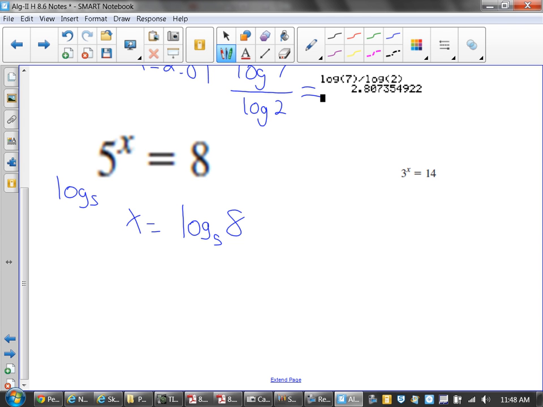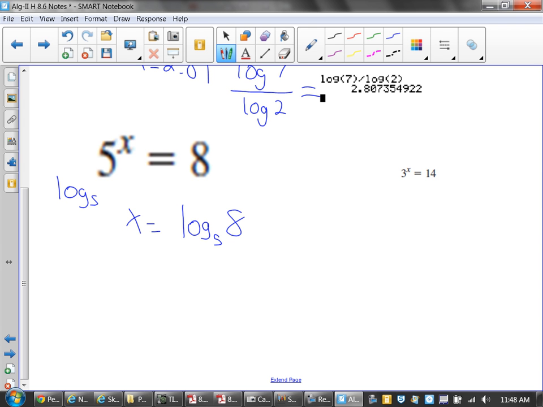Now, there is a way to change the base in the calculator to actually type in a base 5 if you'd like. It just takes a whole lot of other buttons to press to get there. I've always found that it's easier just to type in the change of base.